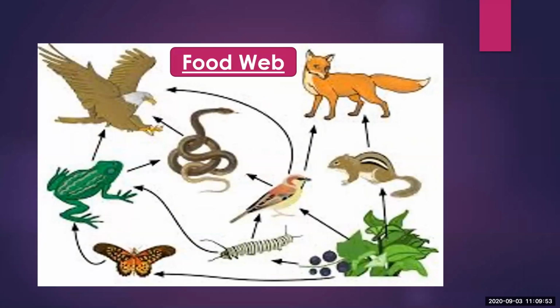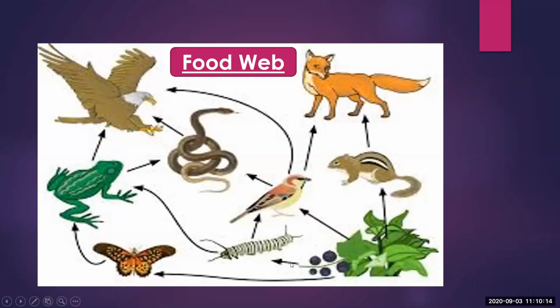There are many food chains you can see here. Like the plant is eaten up by the squirrel also, and the squirrel is eaten up by the fox. Here the plant is eaten up by the bird, then the bird is eaten up by the snake, and the snake is eaten up by the eagle.